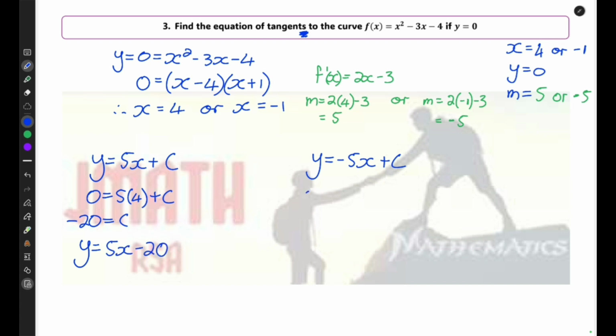This formula is then y is equal to 5x minus 20. The other one, if y is 0 again, minus 5 times, and this x was minus 1, plus c, and therefore this is a positive 5. I take it over, that's negative 5 is equal to c, and therefore the other tangent is just y equals minus 5x minus 5. Great. So sometimes there are two tangents in a sum. Just do your algebra correctly, and then they won't be able to get you out.